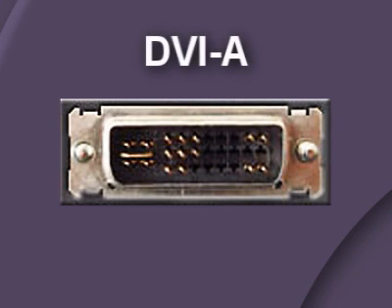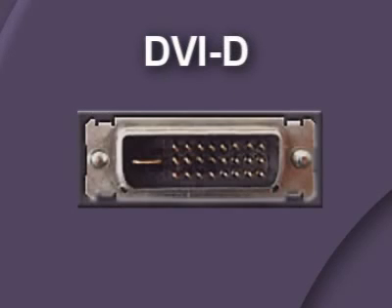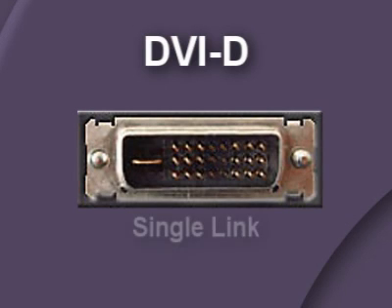A DVI-A connector, digital video interface, analog, provides analog signaling. A DVI-D, D for digital connector on a video card, provides digital output. DVI-D connections are rated as either single link or dual link. Single link connectors have 3 rows of 6 pins with 1 additional larger horizontal pin. Single link can support a refresh rate of 60 Hz and up to 1920 by 1080 lines of resolution.